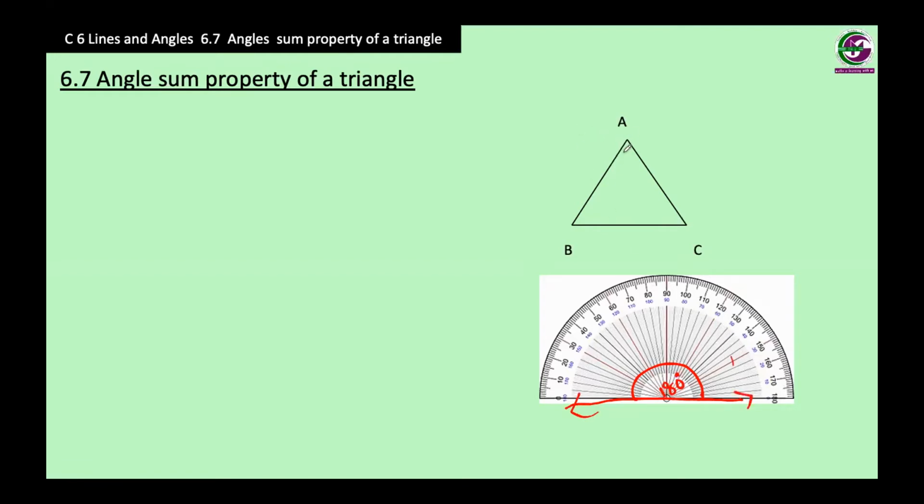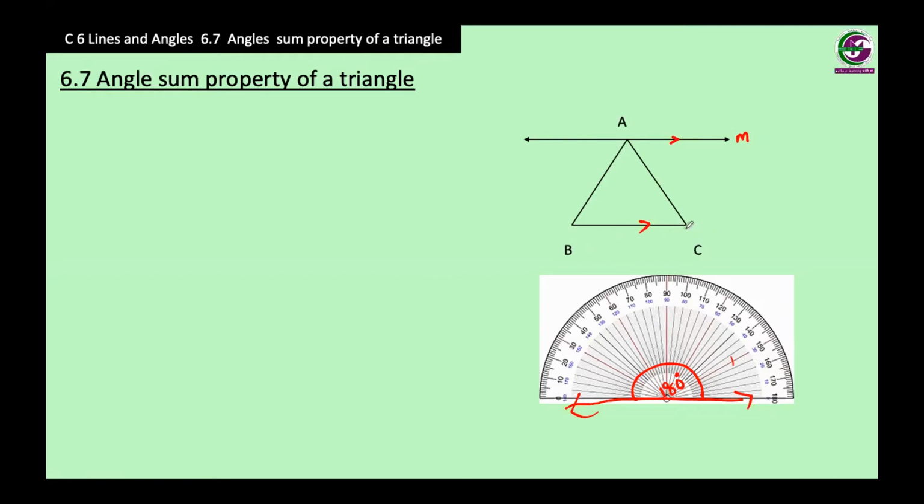Now, for this triangle, let us consider a line which is parallel to BC. Parallel to BC, let us draw a line. So these two lines are parallel. Now you can see there is a line formed which is passing through A, or let us call it line M. Line M is passing through A and it is parallel to the line segment BC.